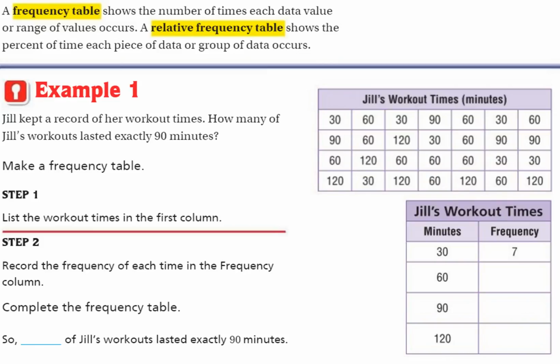Now I'm on the top of page 482. A frequency table shows the number of times each data value or range of values occurs. A relative frequency table shows the percent of time each piece of data or group of data occurs. Okay, so let's get into this in more detail.